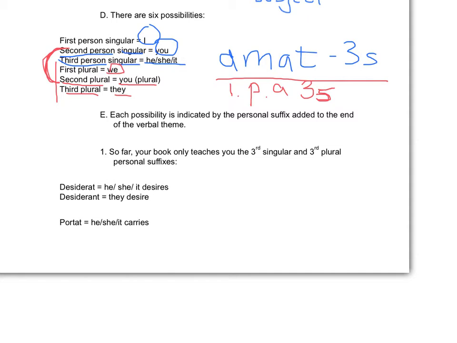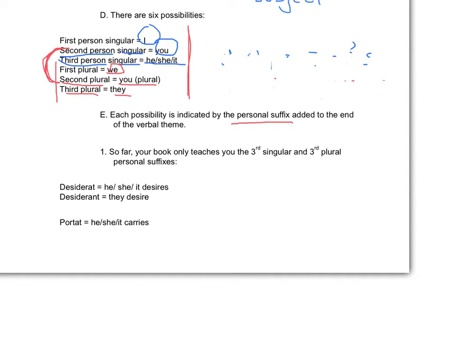I point out here that each possibility of those six possible persons and numbers is indicated by the personal suffix that's added to the end of the verbal theme. So you can see that I could change amat, which means he, she, or it loves. I can change the personal suffix, and instead of having a T on the end, I can put an S on the end. Amas. That would now mean you, singular, love. And that would be the second person singular.